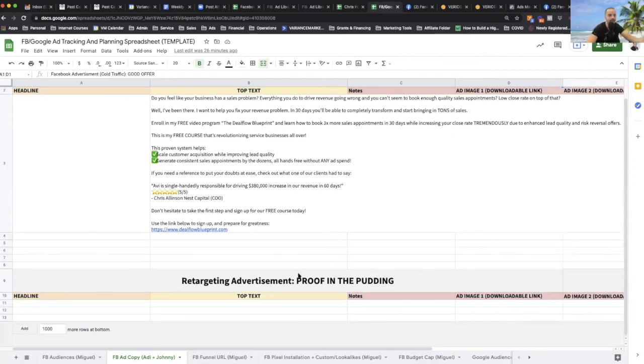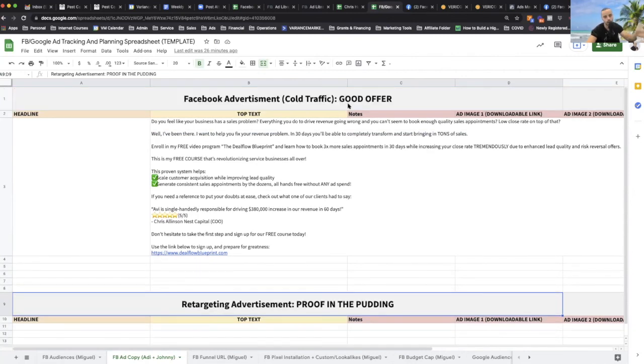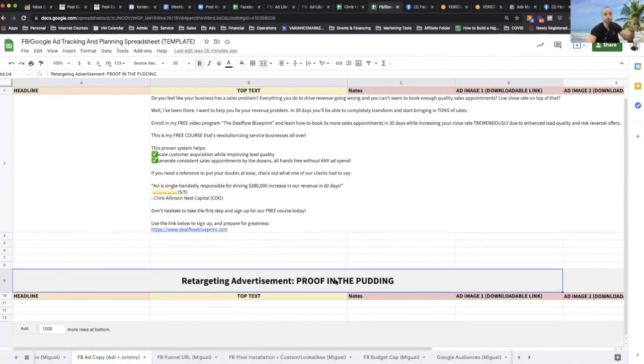And then after they got that cold traffic ad, you can retarget them with retargeting ads, in which case you're now showcasing proof in the pudding as opposed to more offers in a cold traffic format. So proof in the pudding would be you're showcasing people case studies, testimonials, your status delta, that you got featured in Yahoo Finance, deals that you've done in the past, happy customers, right?